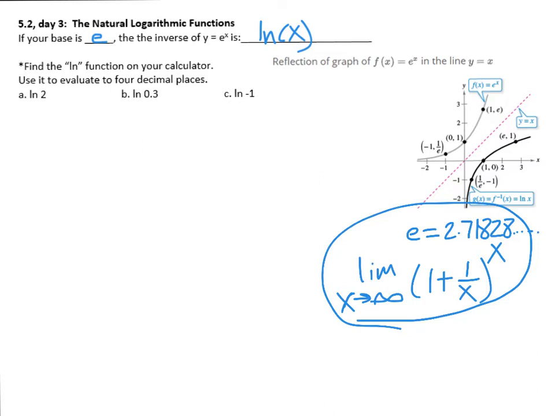Now, don't let me catch you writing log of e to the x. It doesn't get written like that. We call it ln, okay?